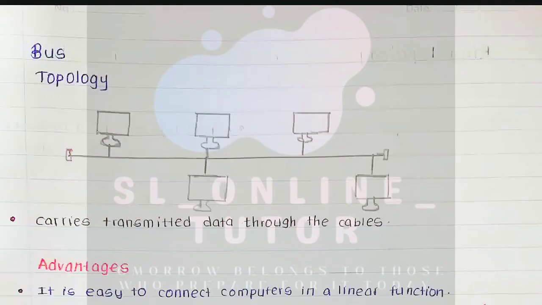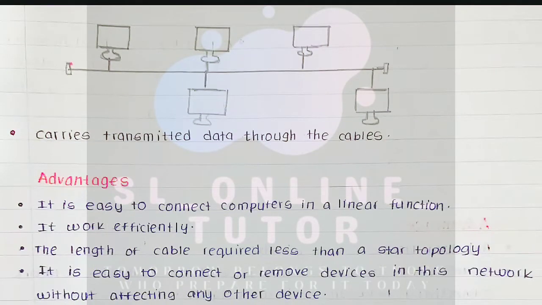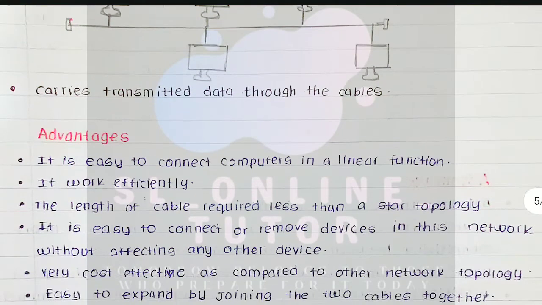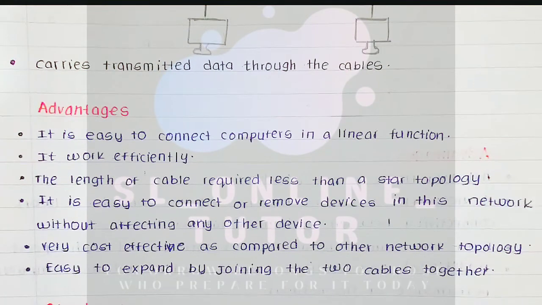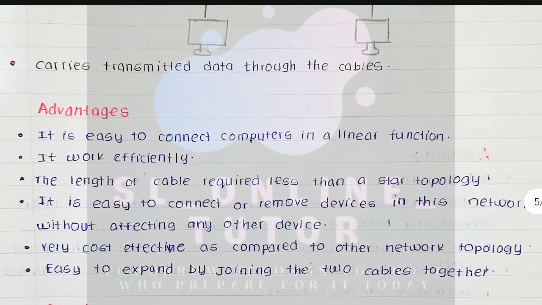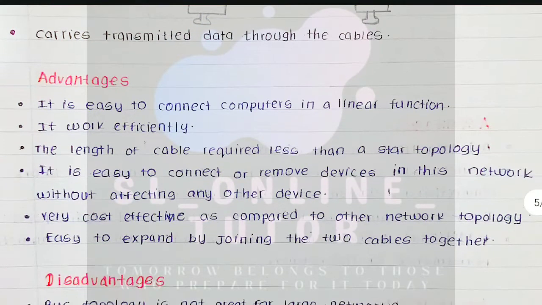Bus topology. It carries transmitted data through the cables. The advantages of the bus topology are: it is easy to connect computers in a linear fashion. It works efficiently. The length of cable required is less than a star topology. It is easy to connect or remove devices in this network without affecting any other device.